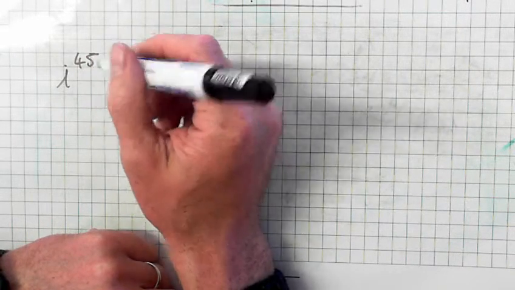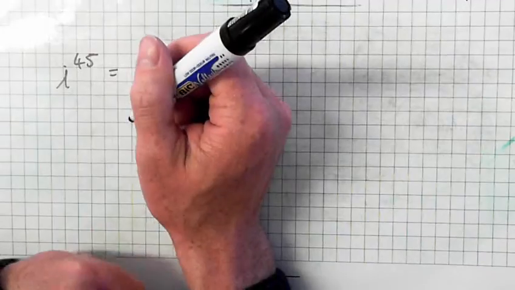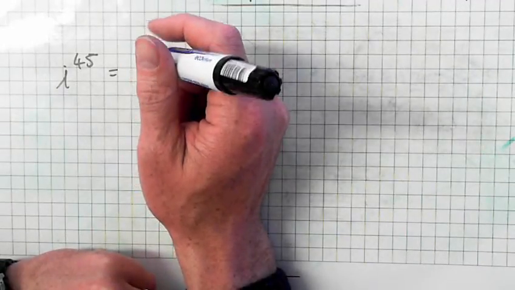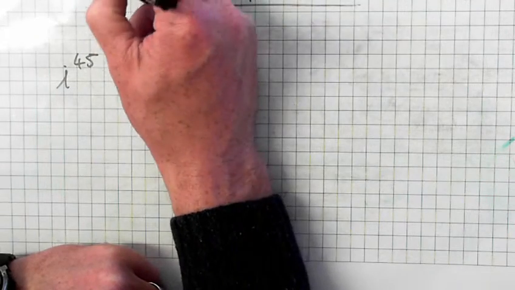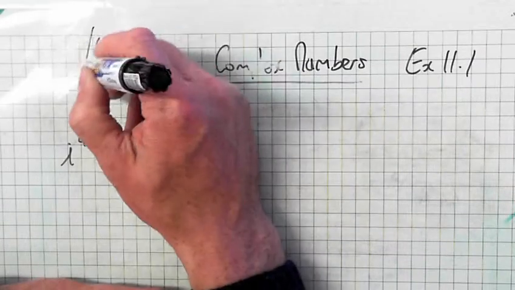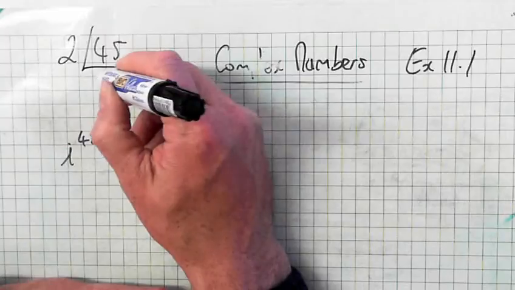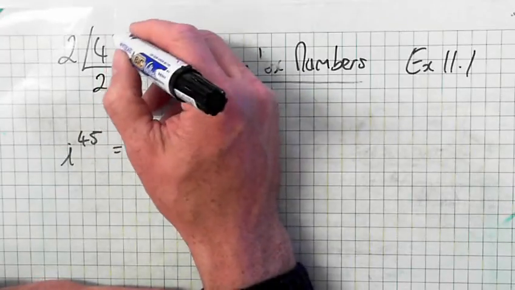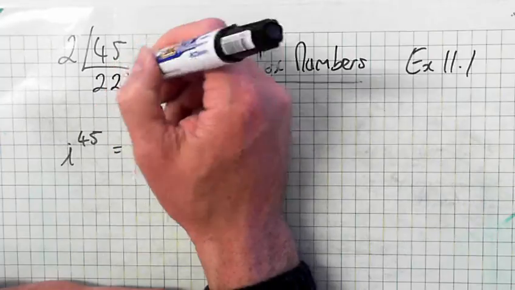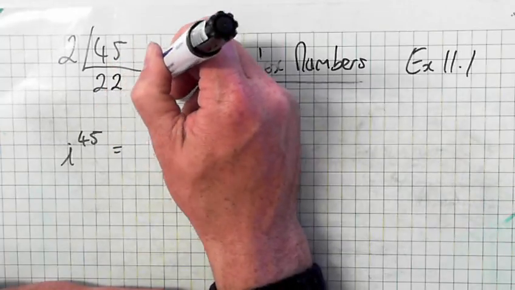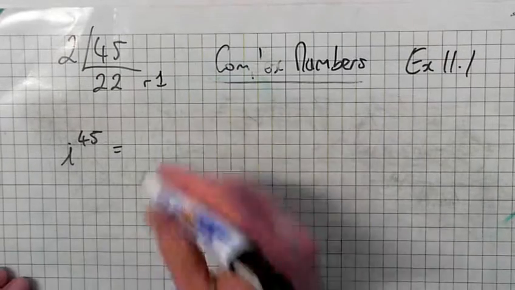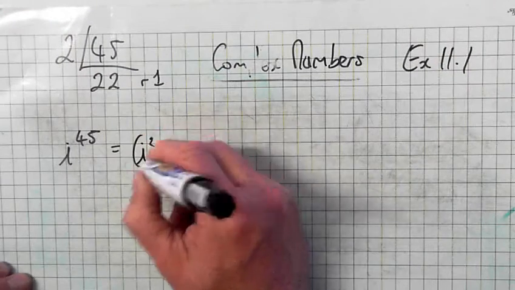So how many i squareds, how many 2's will divide into 45 first of all? 45 divided by 2. It will go in 22 times with a remainder of 1. So that's 22 of these i squareds.